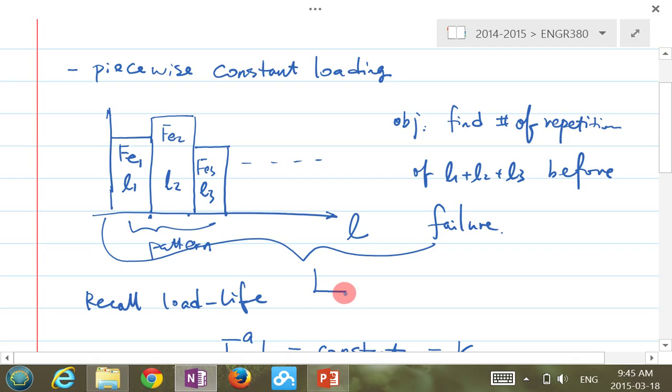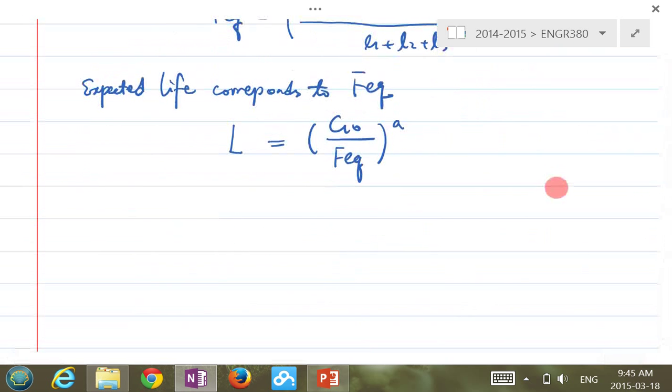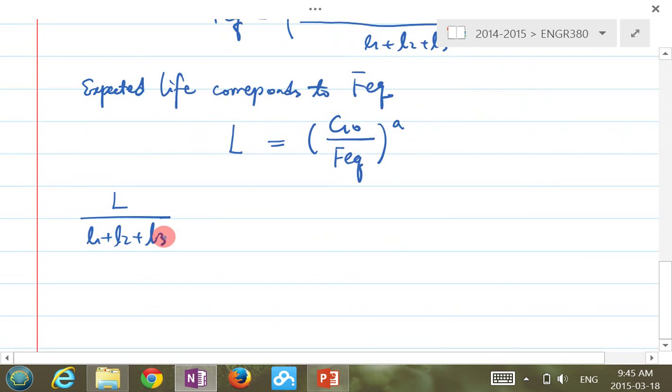So then the idea is, if the question is how many repetitions of this pattern, what do you use? You use this capital L divided by this L1 plus L2 plus L3, right? Yeah, so that's basically the solution of this one here. So capital L over L1 plus L2 plus L3, right? It'll give us that number of repetitions. Okay? Yeah. Number of repetitions of L1 plus L2 plus L3. Okay? Yeah. That's the first objective. Is that good? Yeah.